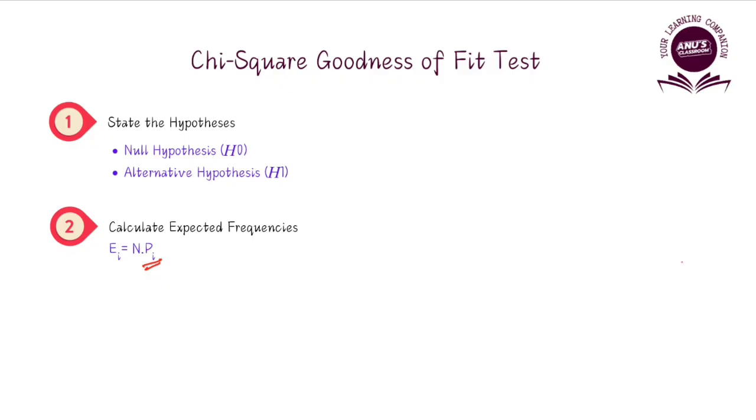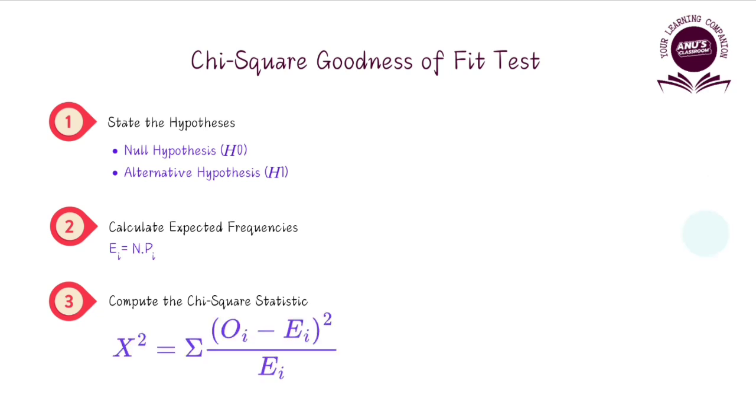The third step is, once we have Ei, we can start the computation of our chi-squared statistic. So what was the formula we just saw? It is the sum of (Oi − Ei)² divided by Ei. So the sum of that will give us the chi-squared statistic value. Now once we have the chi-squared statistic value, it doesn't end here. We have to calculate one more thing, that is the degree of freedom.